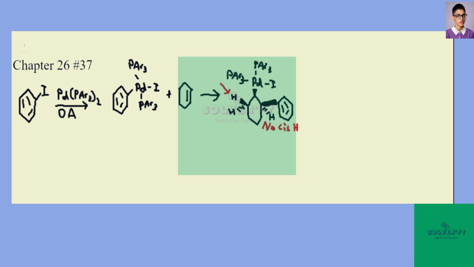Because this is a syn elimination, the hydrogen has to be cis to the palladium, and the only available cis hydrogen that can eliminate is the one that I've arrowed in red there. So that is the answer to part B of this problem. And then the rest of the mechanism is just this.